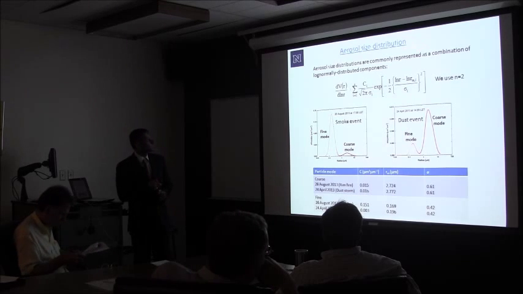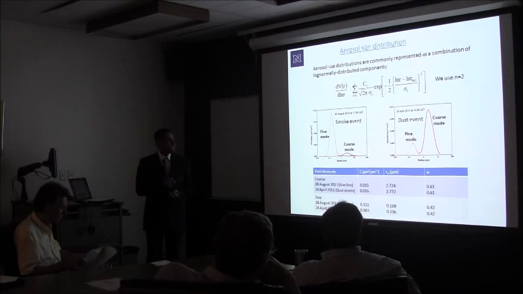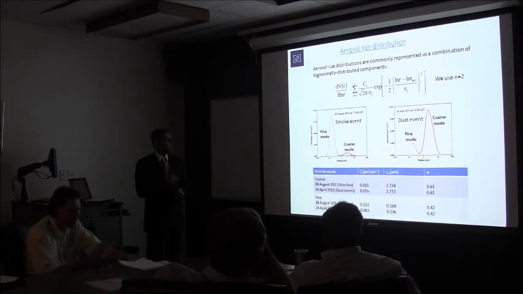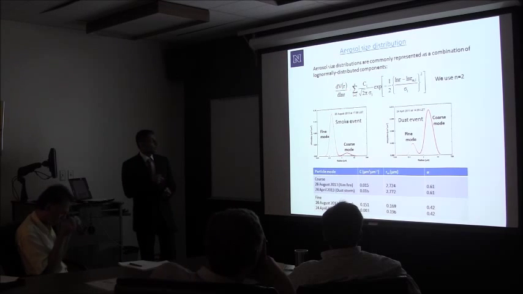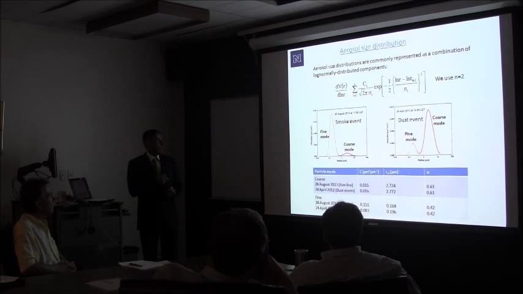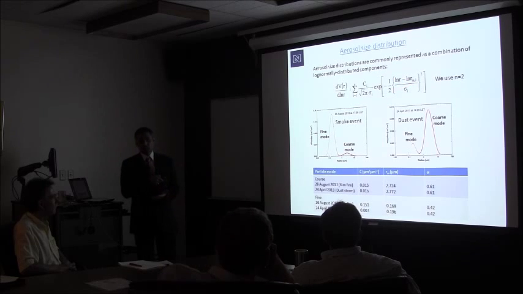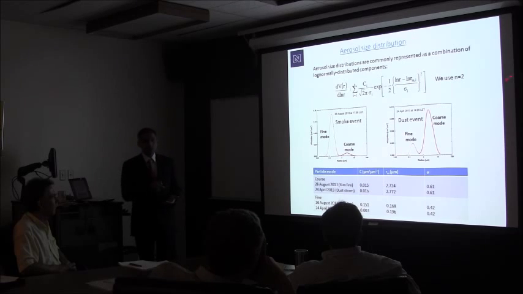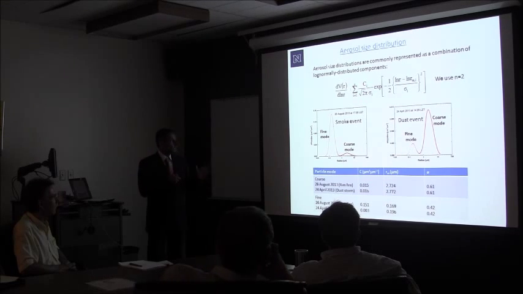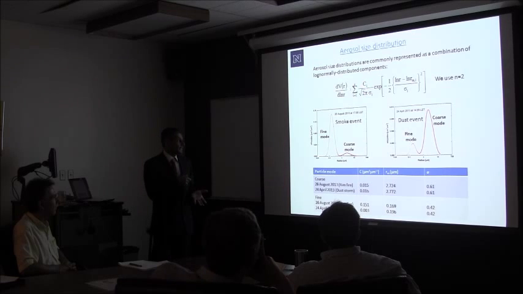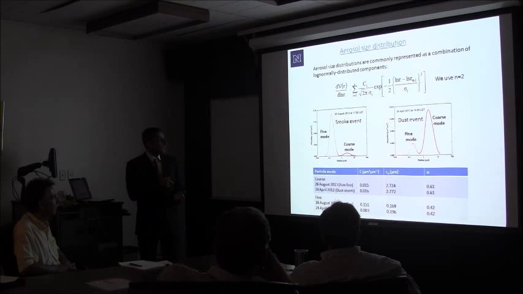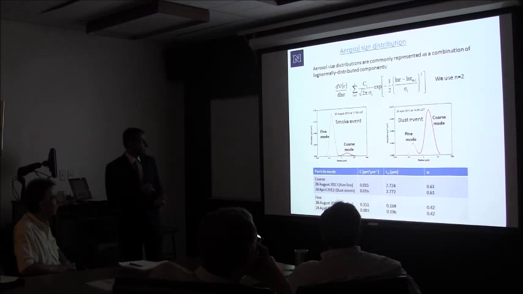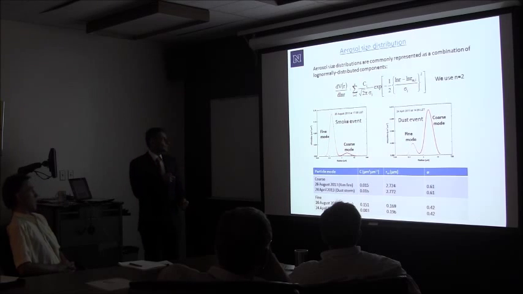Aerosol size distribution. The aerosol size distribution is commonly represented as a combination of log normally distributed components, which is given by that equation. This is the volume size distribution. This i represents the number of modes. In our case, we use n equals 2, which represents the bimodal log normal distribution. And C is the total particle volume per unit area. This sigma is the standard deviation. R is the radius of the particle, and Rm is the median radius.